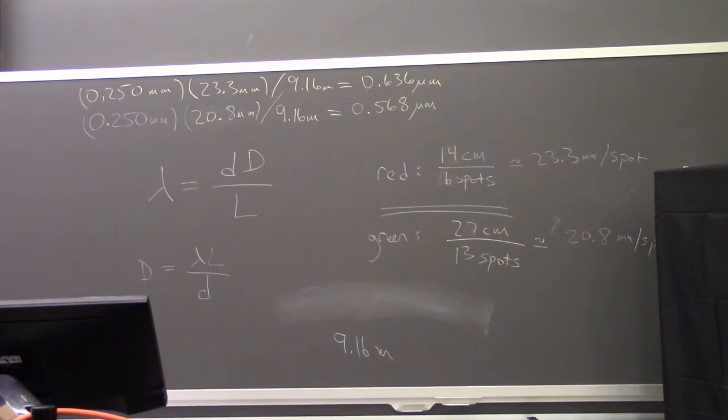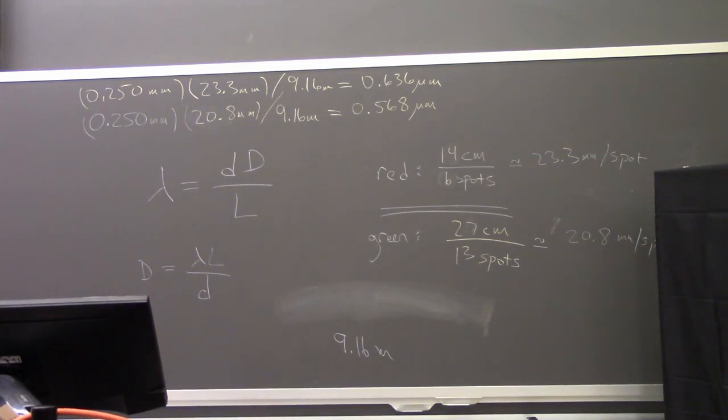And then for the green case, 0.250 millimeters for the slit separation times 20.8 millimeters for the green spot separation, edge to edge, divided by, again, 9.16 meters from the slits to the screen, and I got 0.568 micrometers, which is 568, so about 570 nanometers. For the green, I think 530, or 540 is the established answer. Actually, let me go check that. So 543 is the established answer for green, and I think 630 is the established answer for red. I don't see it written down here. So that was pretty good, actually. It's 543 if measured really carefully, and just by counting those 13 spots and measuring with a tape measure, we got 570 nanometers.